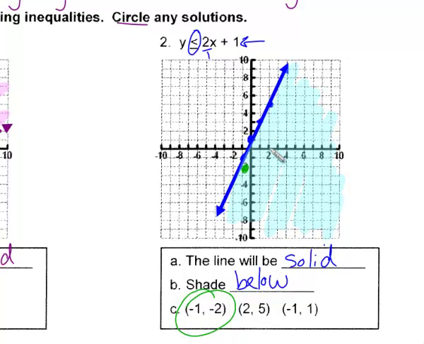2, 5. 1, 2, up 5. That is right on the line. Well, my inequality says y is less than or equal to. So it can be on my line. So that also is a solution. Now we have negative 1, 1. Negative 1, positive 1. That is not a solution because it is not in the shaded region.